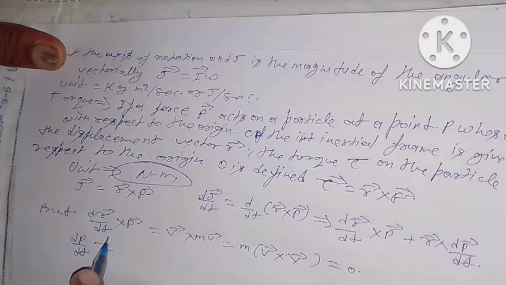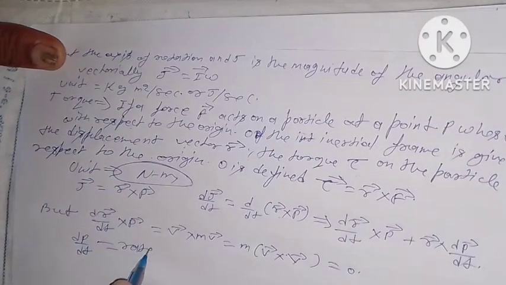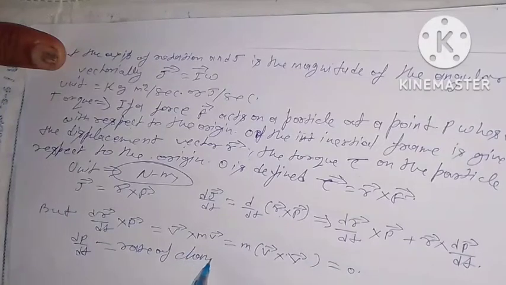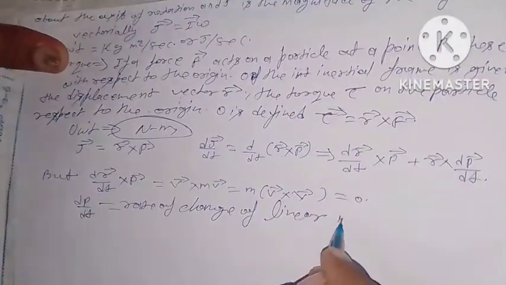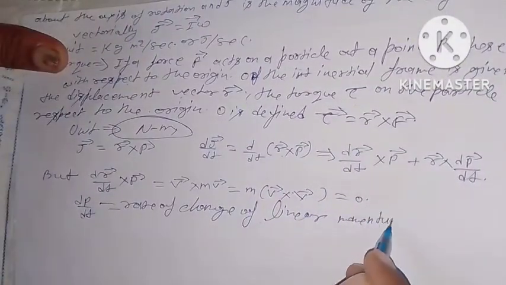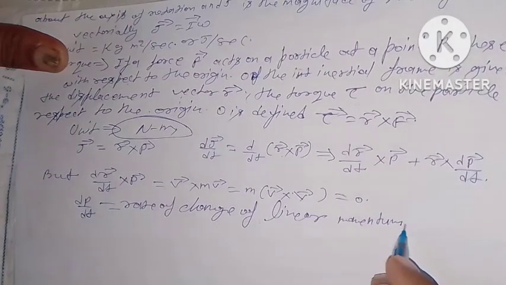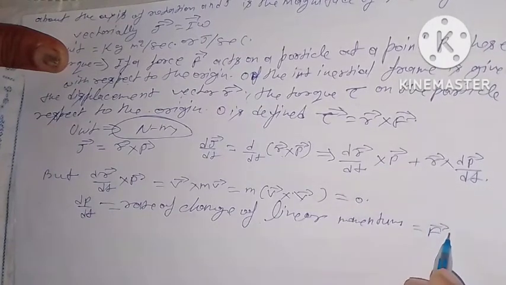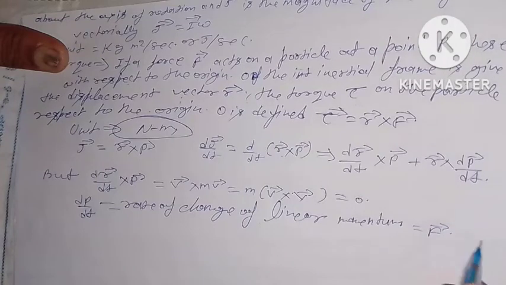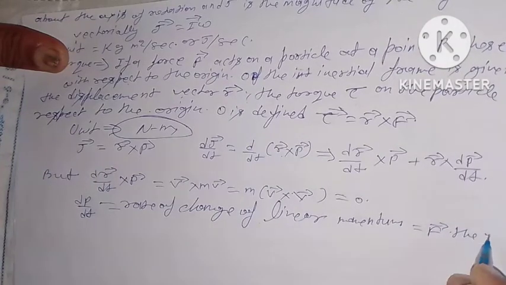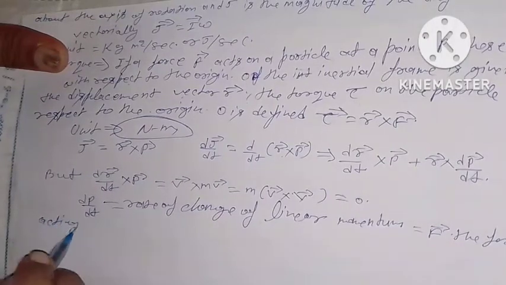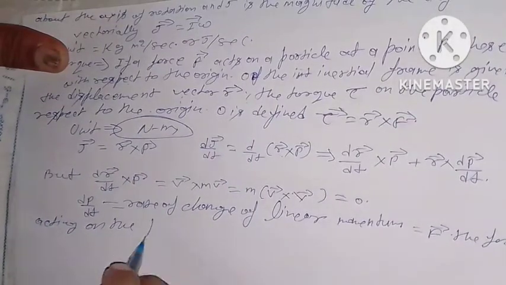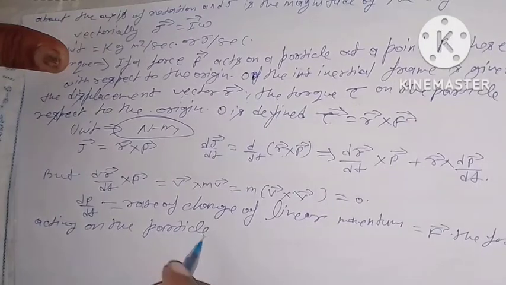And dp upon dt, the rate of change of linear momentum, equals vector F, the force acting on the particle.